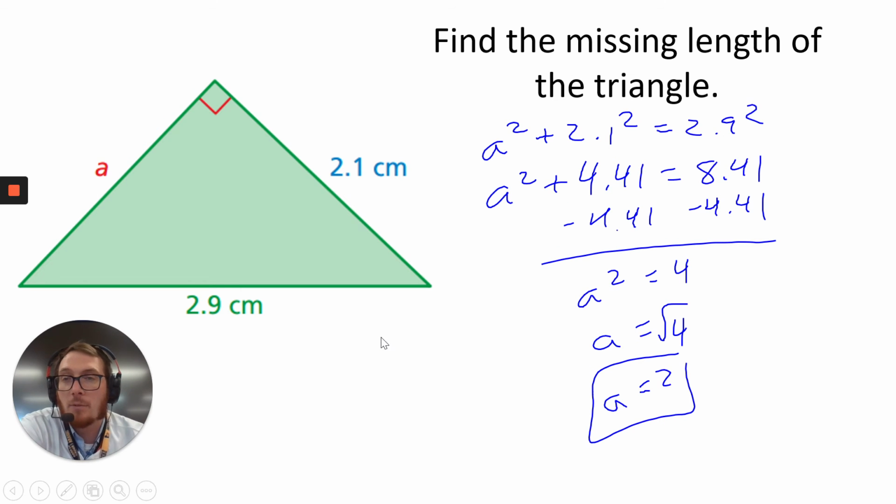The next question is a little bit different, but the triangle is just rotated. So I've got a squared, which is unknown, plus the other side length that makes the right angle, b squared, so that's 2.1 squared, equals the hypotenuse across from the right angle, 2.9. Square 2.1, you get 4.41. Square 2.9, you get 8.41. I still need to get a by itself, so I'm going to subtract the 4.41 on both sides. That leaves me with a squared equals 4, and square root that, and you should get 2.